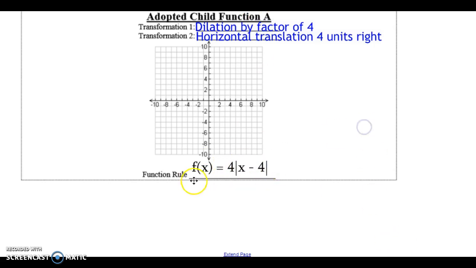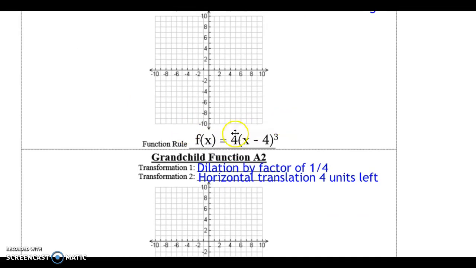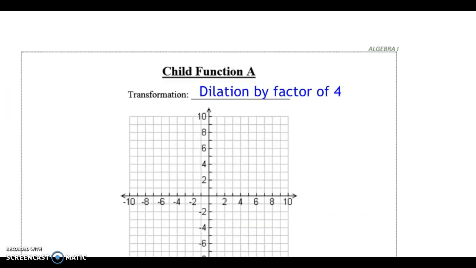We just need absolute value. Notice that the dilation is still there. The horizontal translation 4 units right is still there, but it's a different parent function than grandchild function A1, which is a cubic function.